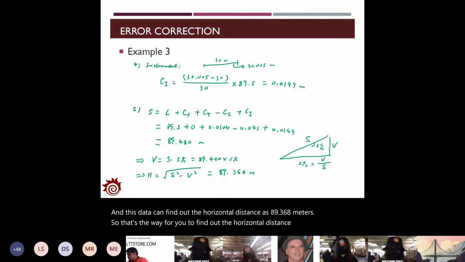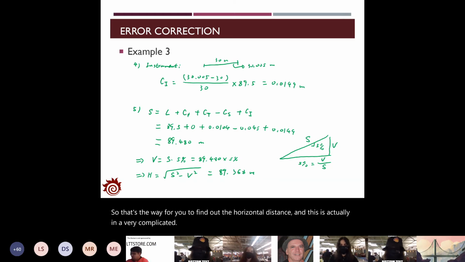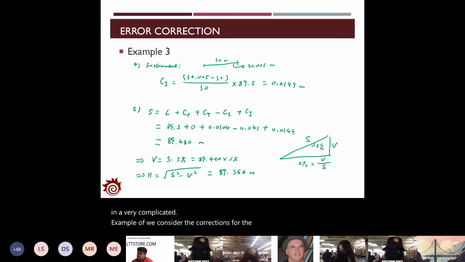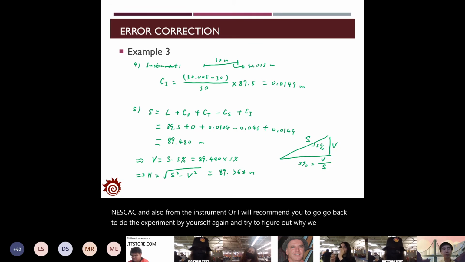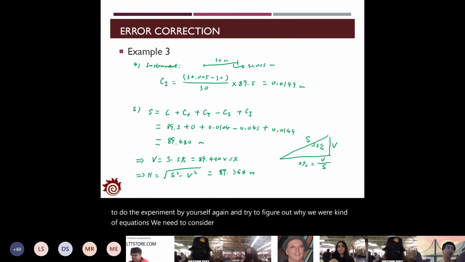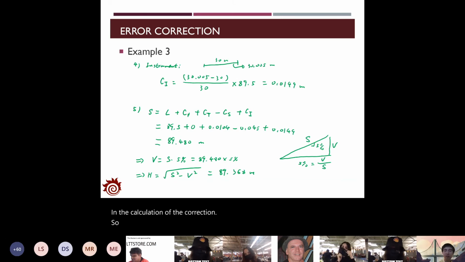And this is actually a very complicated example. We considered the corrections for the temperature, the tension, the sag, and also from the instrument. I recommend you go back and do the experiment by yourself again, and try to figure out what kind of equations we need to consider to calculate the correction for each one, and how we can consider the impact of the instrument in the calculation of the correction. So that's the third example. Do you have any questions?